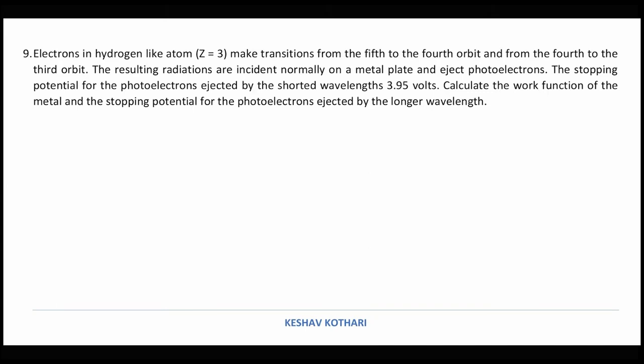Electrons in a hydrogen-like atom, Z equal to 3, make transitions from the 5th to the 4th orbit and from the 4th to the 3rd orbit. The resulting radiations are incident normally on a metal plate and eject photoelectrons. The stopping potential for the photoelectrons ejected by the shortest wavelength is 3.95 volt. Calculate the work function of the metal and the stopping potential for the photoelectrons ejected by the longer wavelength.